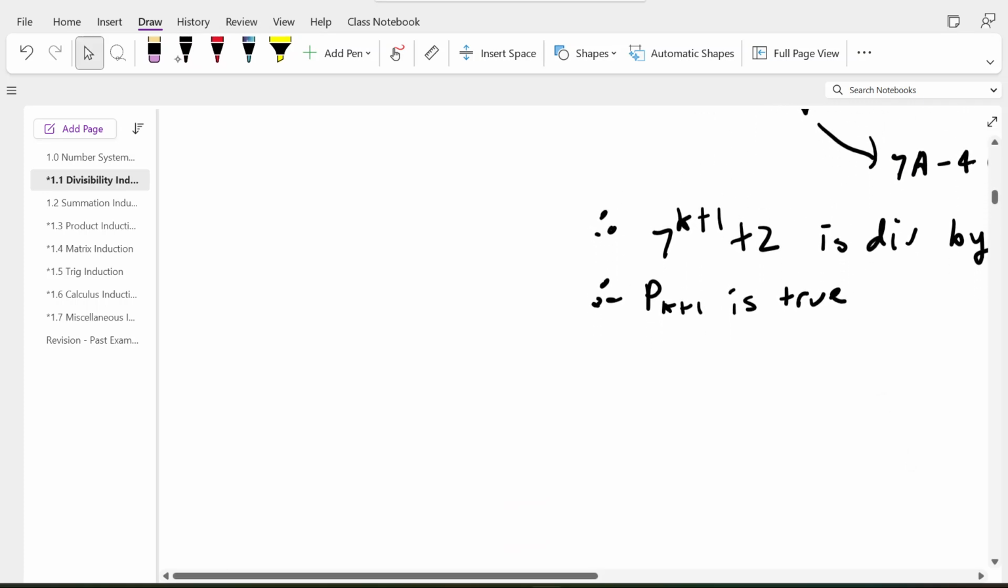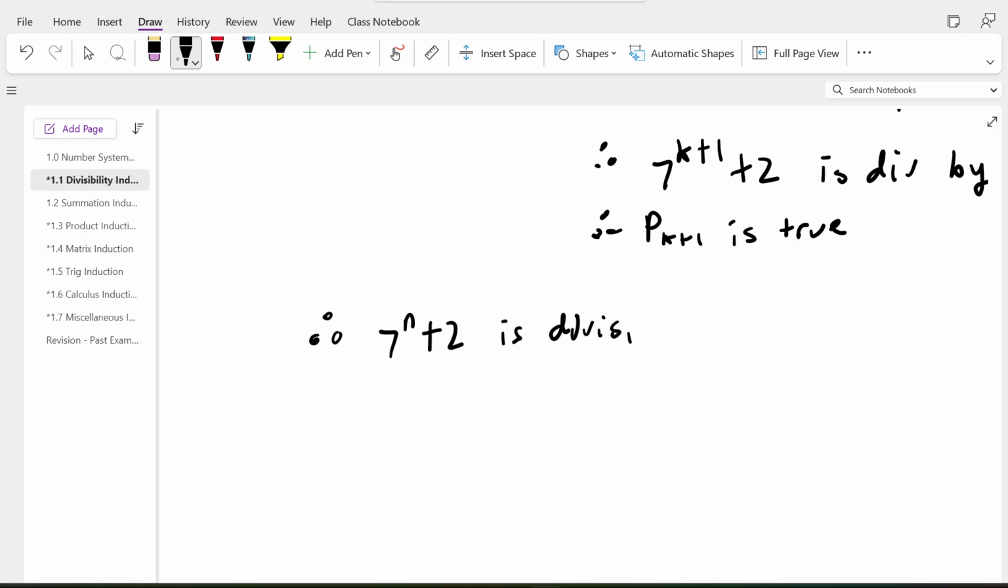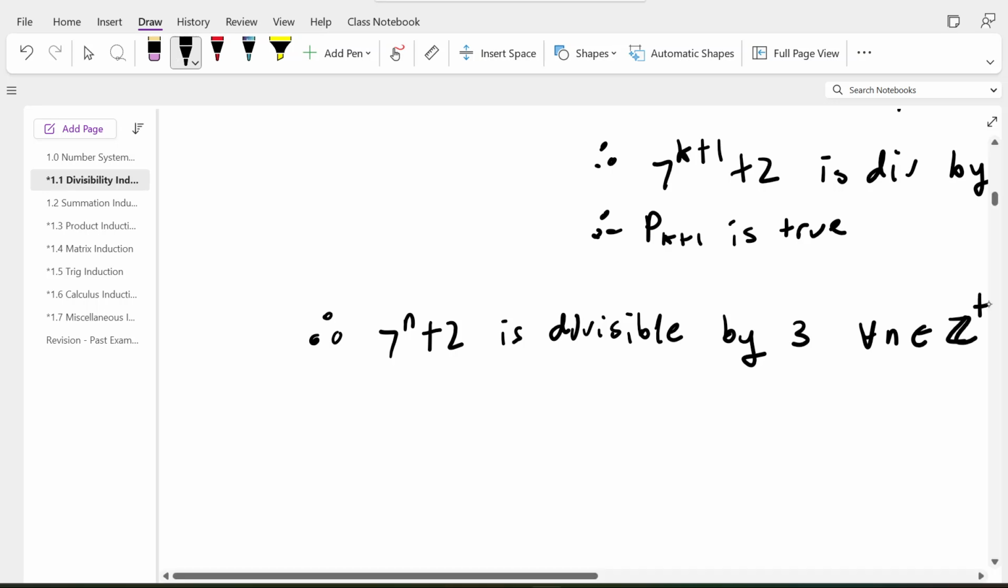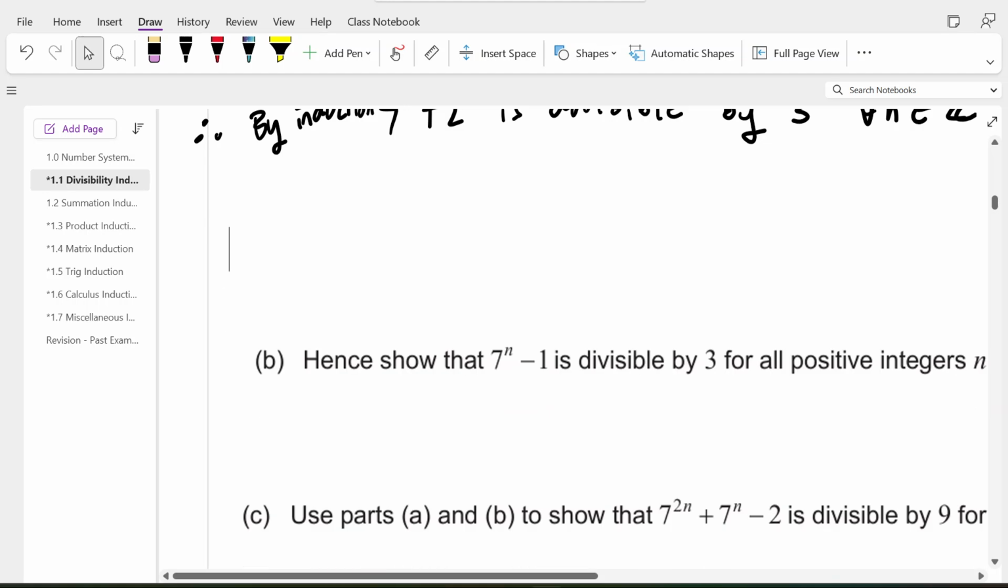So I won't get too much into how induction works here, but doing all 3 of those steps confirms that, yes, this is going to be true for all positive whole numbers. So therefore, 7 to the n plus 2 is divisible by 3 for all n in Z plus. And then usually we say, just before this, by induction.